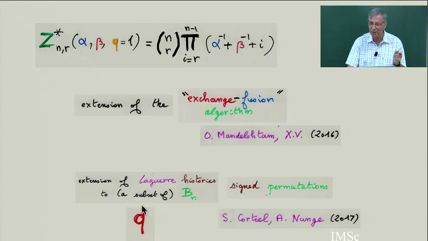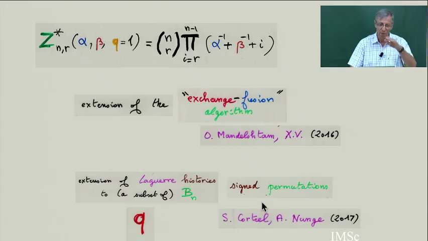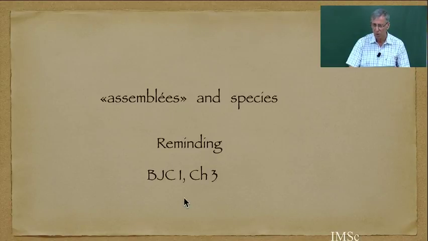Then q appears in an extension of the Laguerre history for a subclass of the signed permutations, permutations where there is a sign or a bar, or plus or minus. And so the Coxeter group Bn, a subset, so the q is related to this, but there is no alpha beta. So just to remind you of some elementary facts on exponential generating functions.